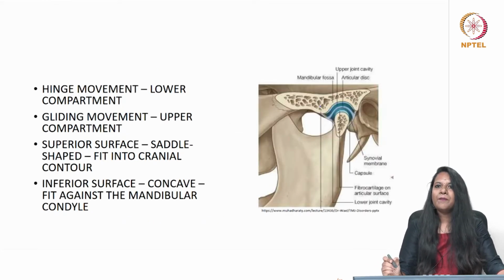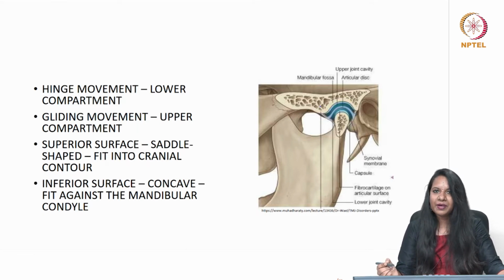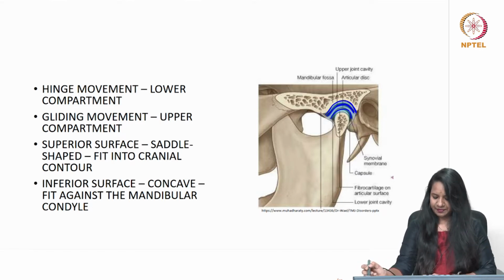So, the lower compartment will take care of the hinge movement and the upper compartment will take care of the gliding movement. Hence, it has a superior surface which directly fits into the contour of the cranium, that is the temporal bone, whereas the inferior surface is concave, which fits to the mandibular condyle.